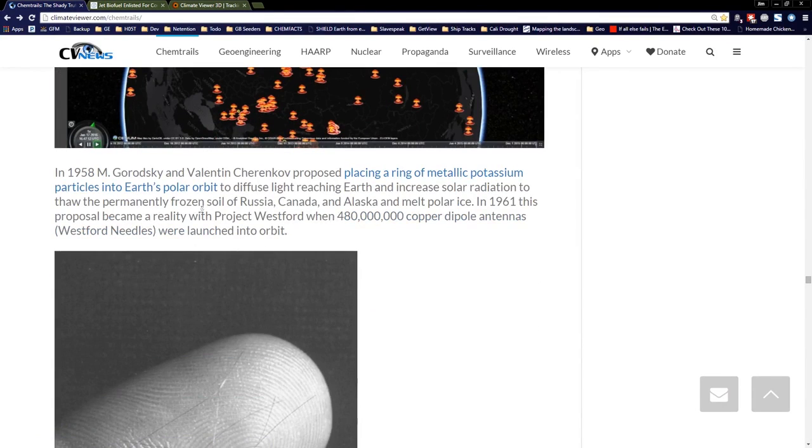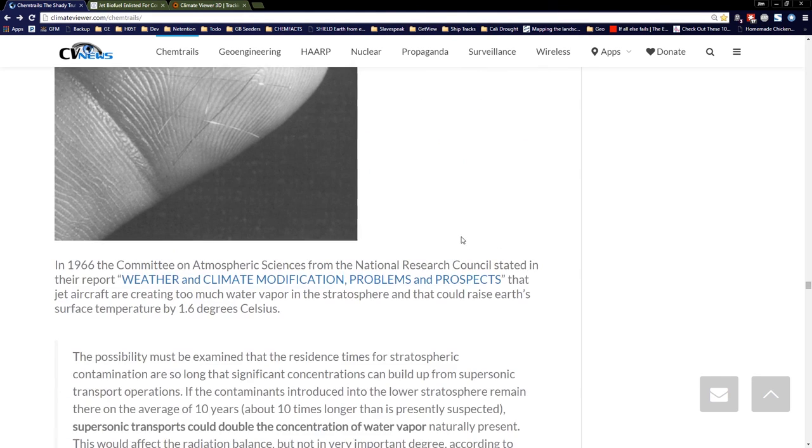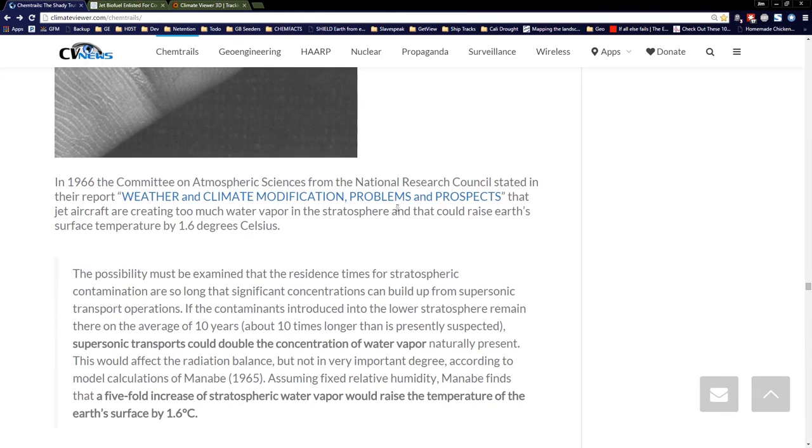In 1958, M. Gorodsky and Valentin Cherenkov proposed placing a ring of metallic potassium particles into Earth's orbit to melt the poles. And then in 1961, that happened too. The proposal became a reality with Project Westford when 480 million copper dipole antennas called the Westford Needles were launched into orbit. Bad, bad people. Bad people. So what does this have to do with chemtrails?